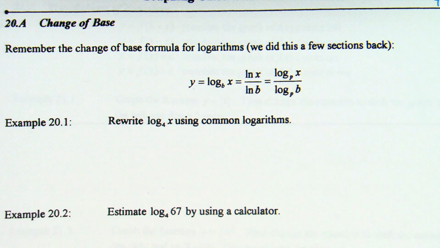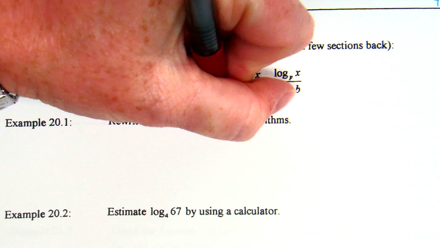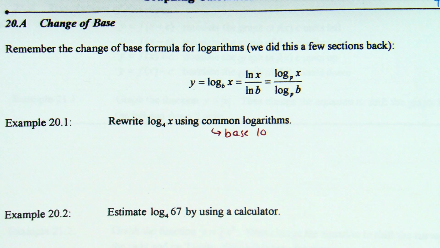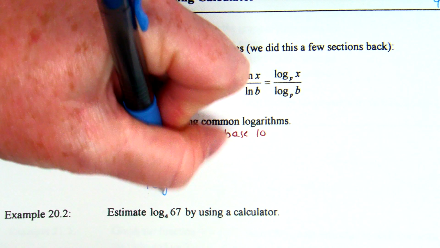Example 1. Rewrite log base 4 of x using common logs. So common logs being log base 10. So how can we write that using base 10 logs? What does our change of base formula say? Yep. Log of x divided by log of 4.